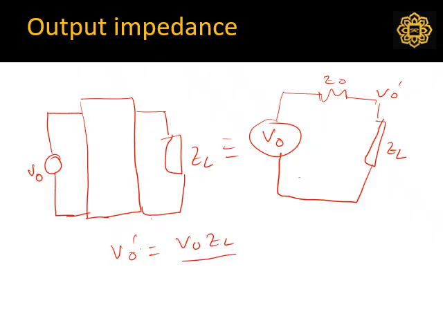VO ZL divided by ZO plus ZL. Now again, if your ZO is very small compared to ZL, the load resistance, then you can ignore ZO, meaning the output impedance, and then you can have VO prime equal to VO. So in both cases, you want ZL to be as high as possible compared to ZO, or ZO to be as low as possible compared to ZL.